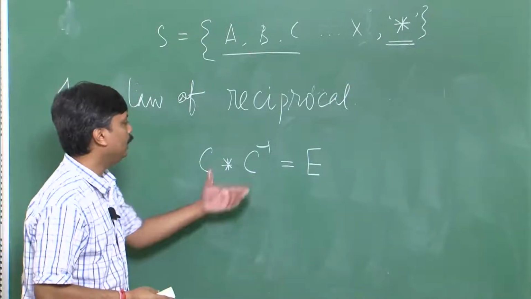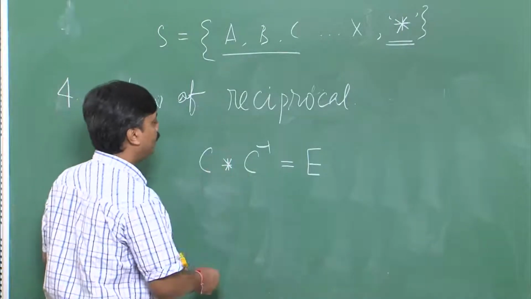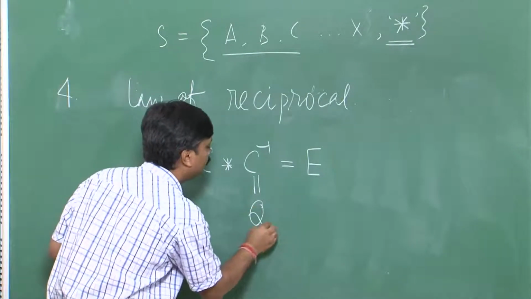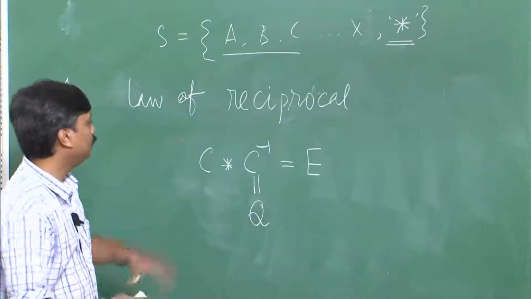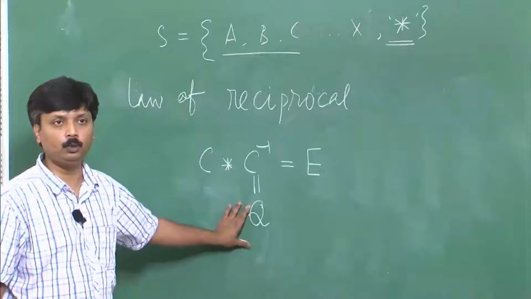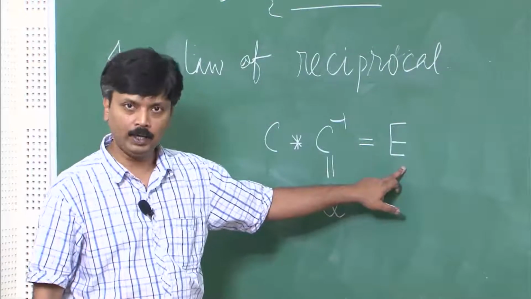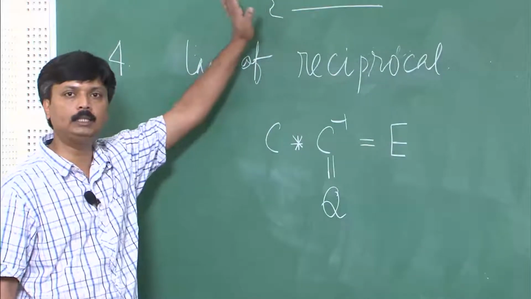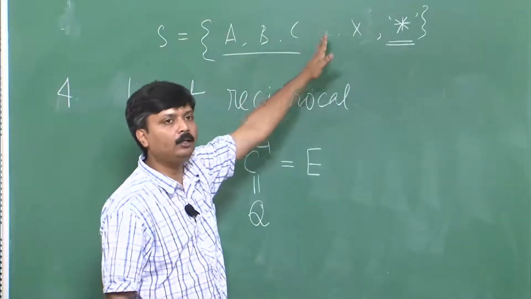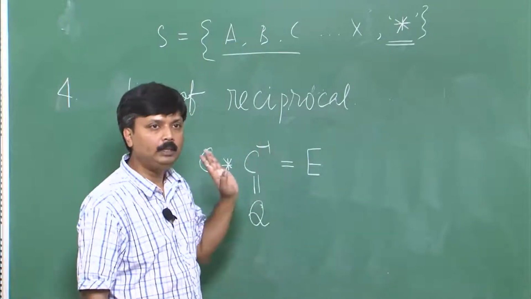So according to that law, there must be some element here, say I call it Q. So this C inverse and Q will be equal. So that means for any given element C belonging to S, I will find an element Q which will combine with C to give identity. Okay, and that is true for any element belonging to this set S. So if I take A, there must be some element R that yields A star R equals to E.